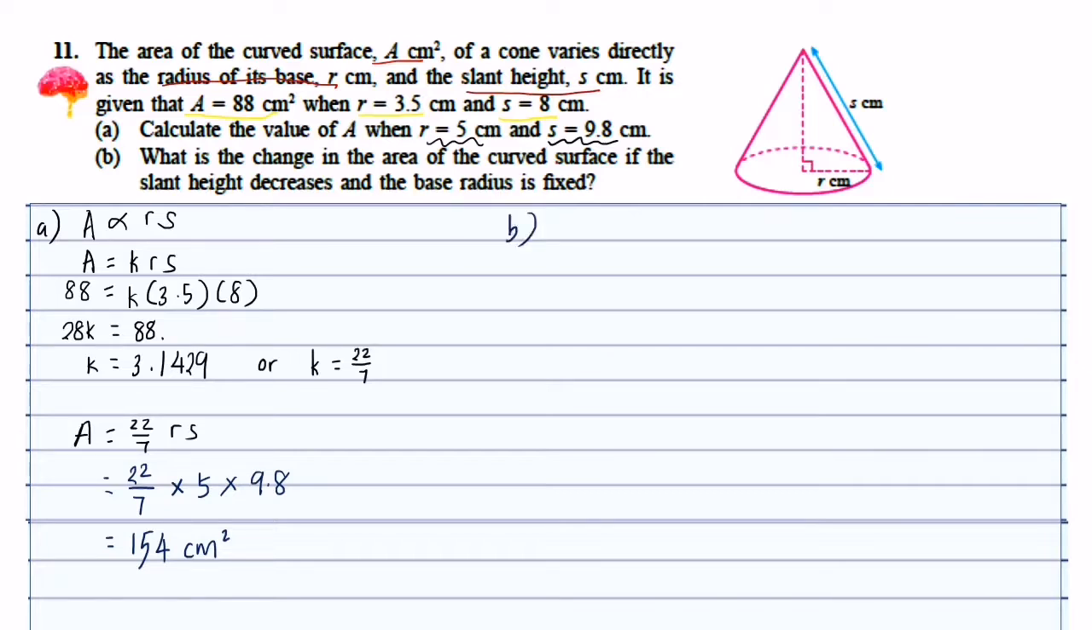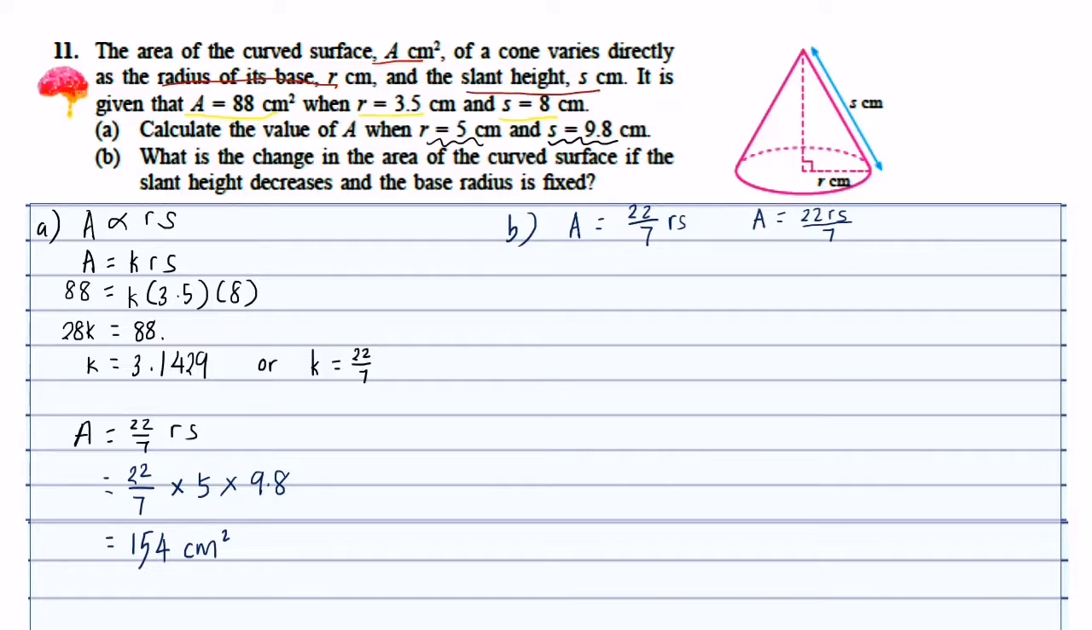What is the change in the area of the curved surface if the slant height decreases and the base radius is fixed? We refer to the equation here. A equals 22/7 rs. Also, we can write it as A equals 22rs/7.